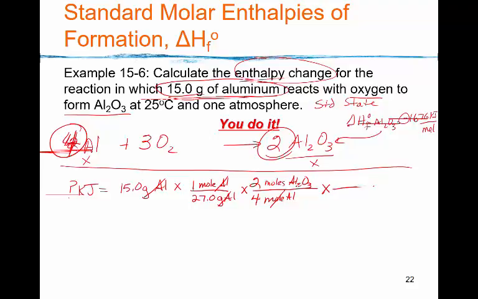Moles of Al2O3 times my standard molar enthalpy, which is minus 1676 kilojoules per mole of Al2O3, which is then going to be a calculation. And when I multiply everything on the top and divide by everything on the bottom here, I should come up with a negative 466 kilojoules.